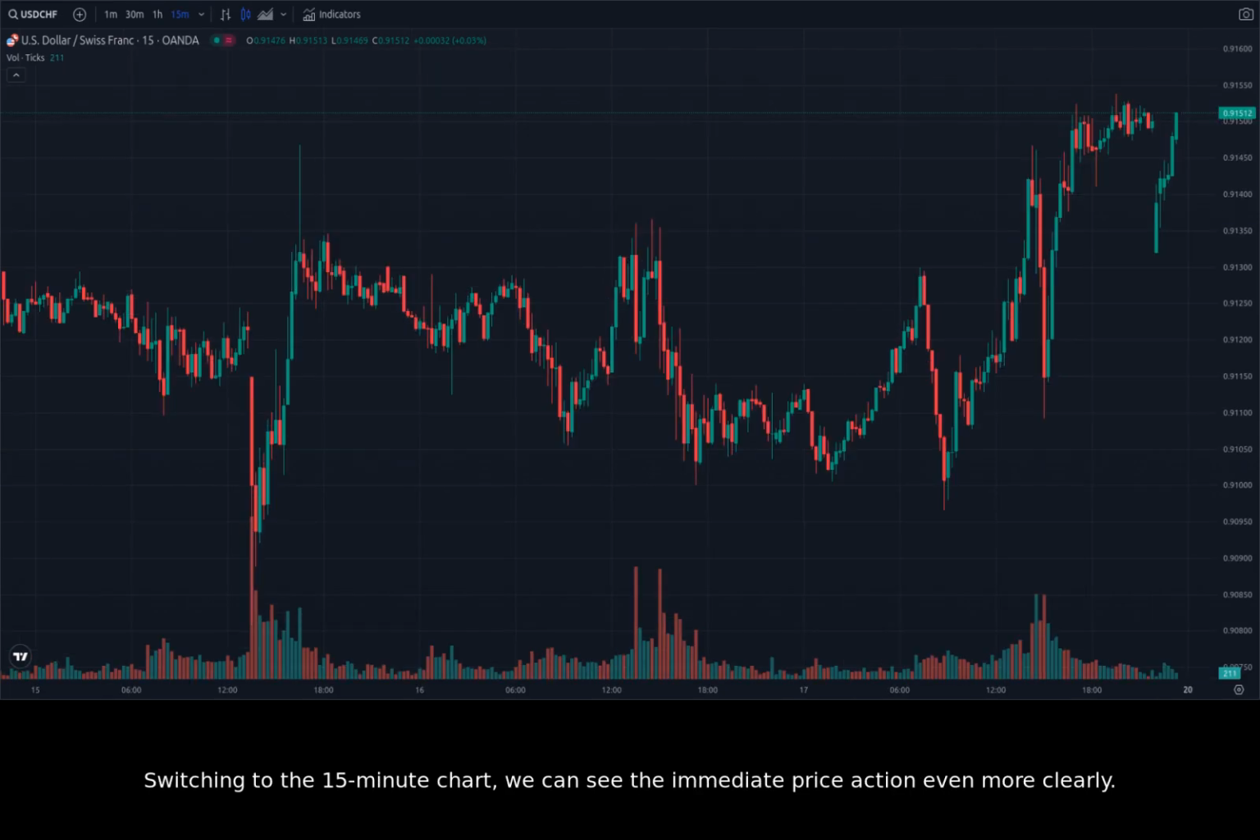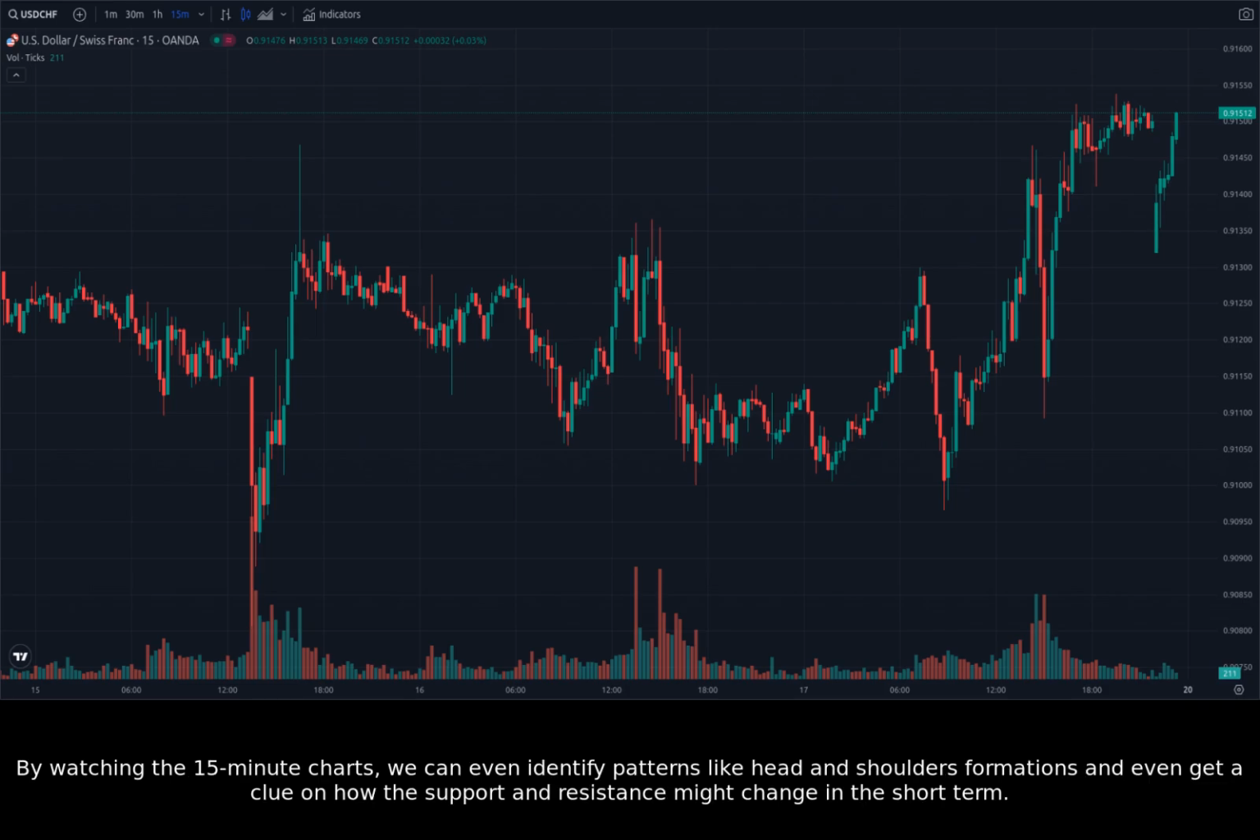Switching to the 15-minute chart, we can see the immediate price action even more clearly. These charts show the most immediate price action and are very useful for intraday trading. Here, we can see a clear support and resistance level and potential pullbacks. By watching the 15-minute charts, we can even identify patterns like head and shoulders formations and even get a clue on how the support and resistance might change in the short term.